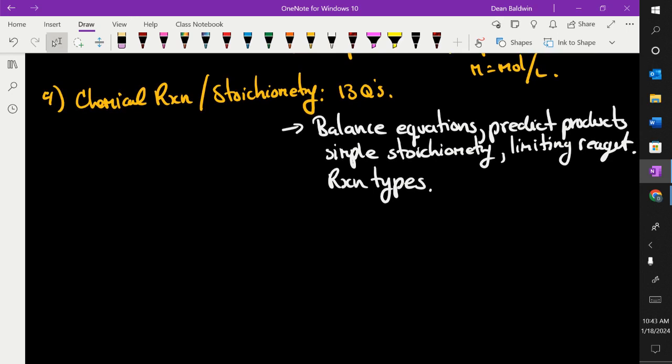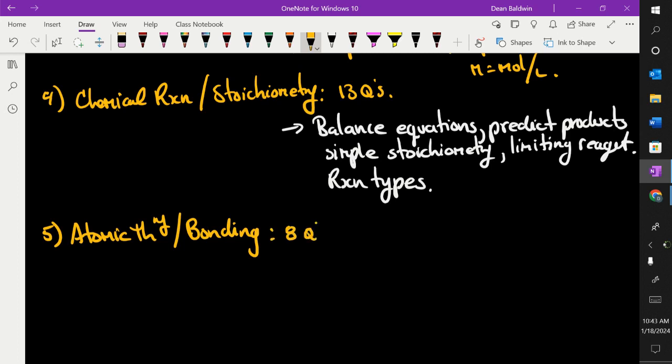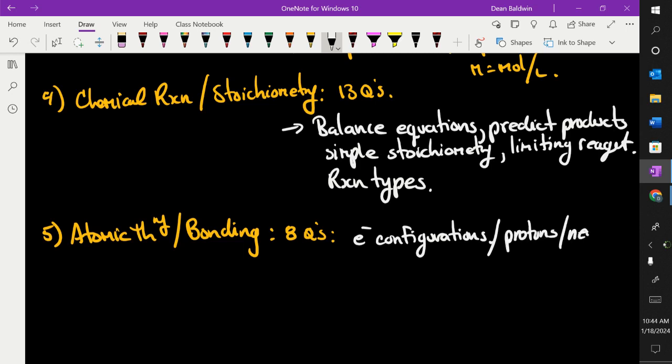Then we get into atomic theory and bonding. There are 8 questions on this. This is where we looked at electron configurations. Remember the 1s2, the 2s2, 3p6, all that kind of fun stuff. Know how to determine the number of protons, neutrons and electrons in something. This is going back to grade 10, but it's kind of important. Periodic table trends.